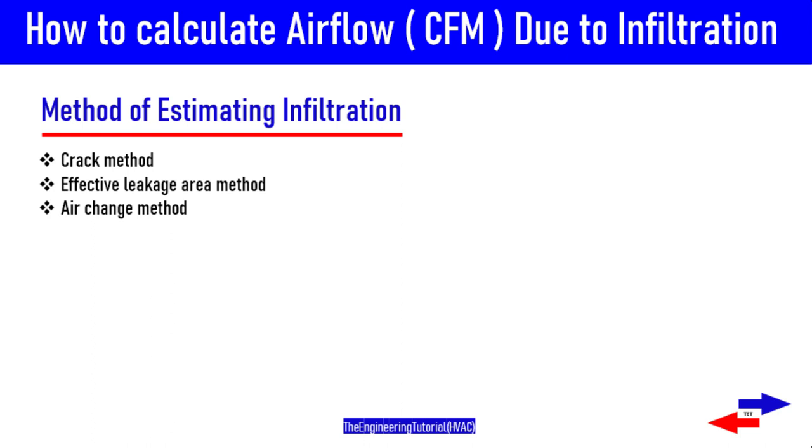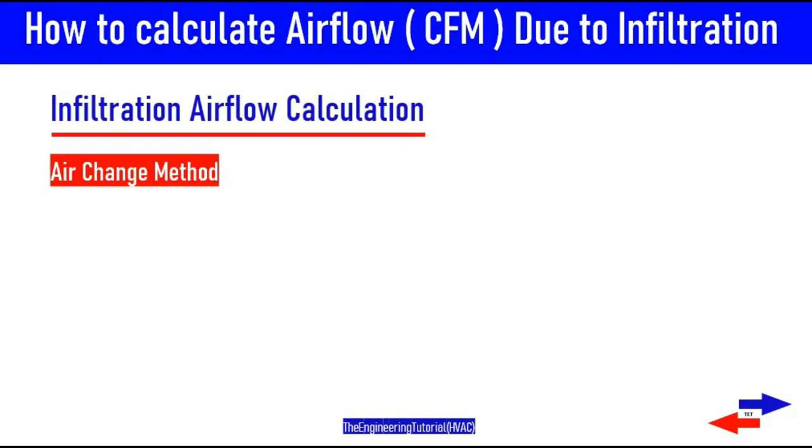The air change method is the easiest, but it may be the least accurate of these methods, and it involves estimating the number of air changes per hour that can be expected in spaces of a certain construction quality. So by using this method, the quantity of infiltration air is estimated. In this example, we use the air change method.